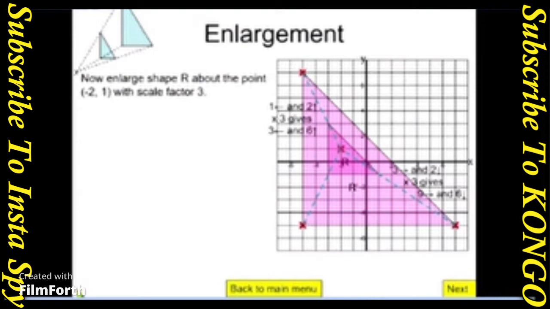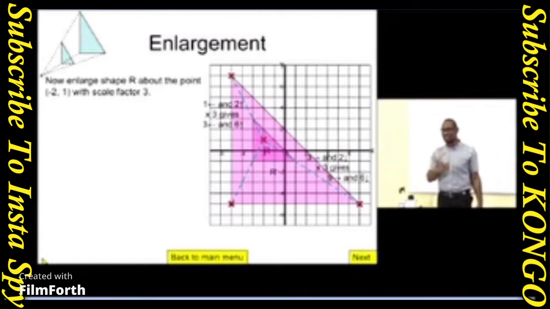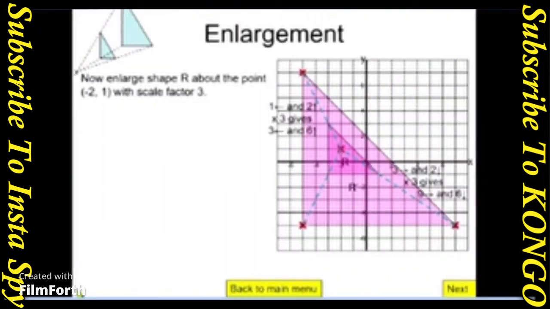Suppose in the CXC exam, they give a situation like this. They give the object and they give the image, and ask you to find the center. Two things they're going to ask you: to find the center of enlargement and also to find the scale factor. To find the center of enlargement, you connect all of the object points to the image points, and where all 3 lines meet, that is the center of enlargement.